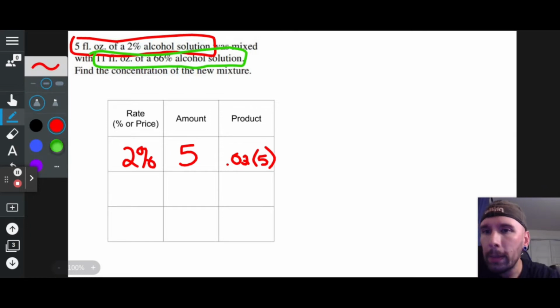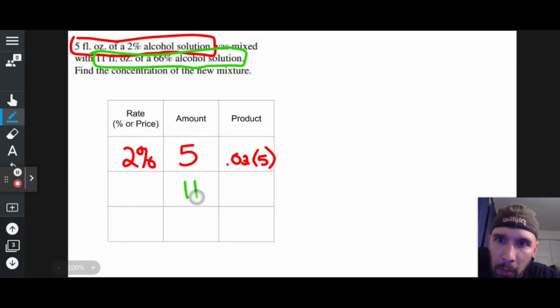Mixture green is 11 fluid ounces, so that's my amount. 66% alcohol solution, so 66%.